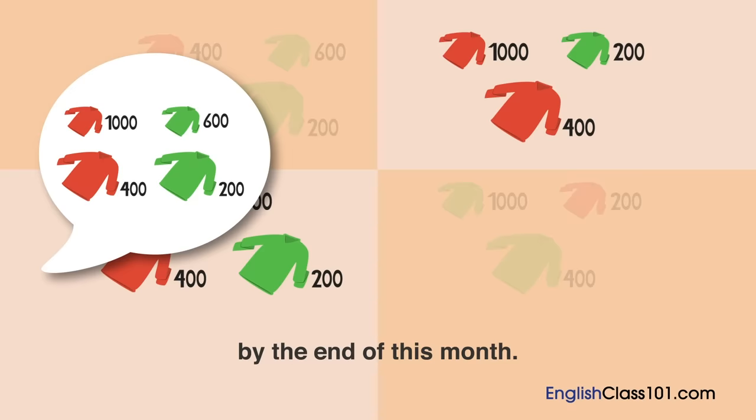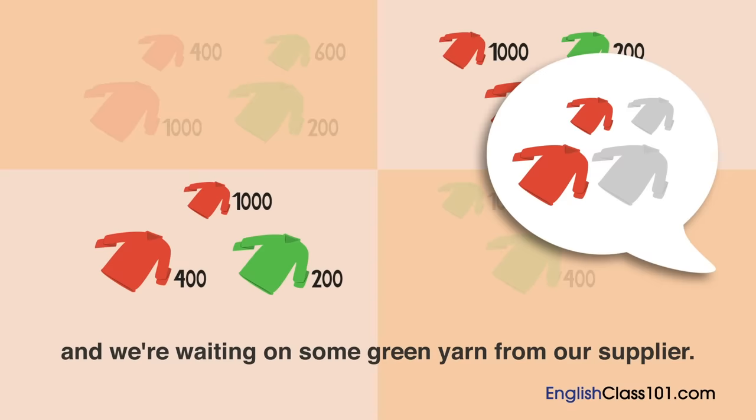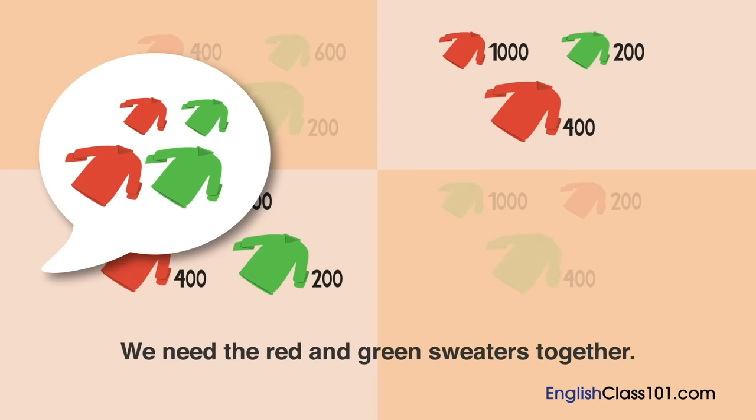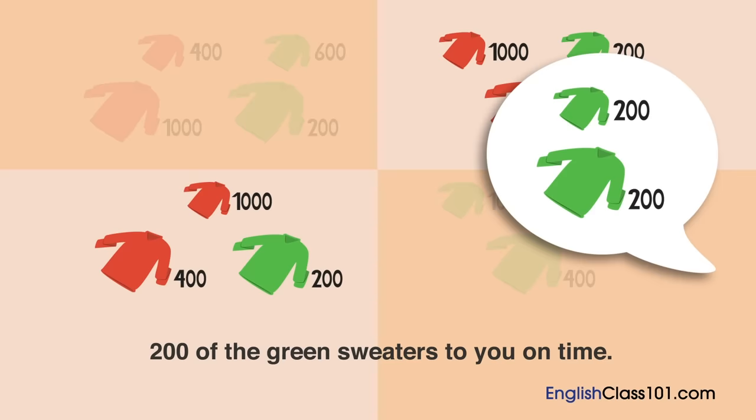Actually, we're running low on green sweaters and we're waiting on some green yarn from our supplier. We'll get you started with the red sweaters, though. No, no, no. We need the red and green sweaters together. So please just get as many green sweaters ready as you can. Okay, I think we can get 200 of the green sweaters to you on time.